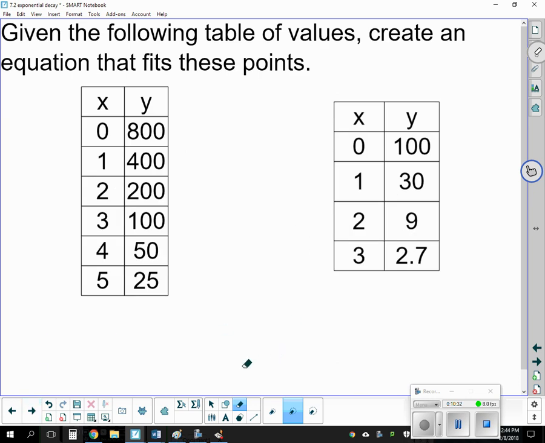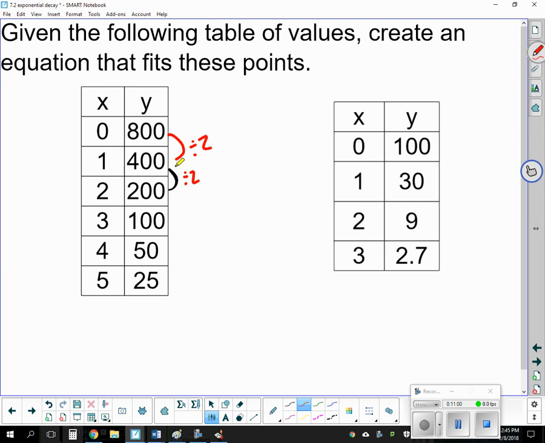Okay, given the following table of values, create an equation that fits these points. So the first thing you want to do is figure out what is happening from one to the next. So here it looks like, okay, I'm subtracting 400, subtracting 200. So immediately I would think, okay, maybe I want to do something besides subtraction since that's not the same pattern. Another thing I could think of is that I have divided by 2. Divided by 2.